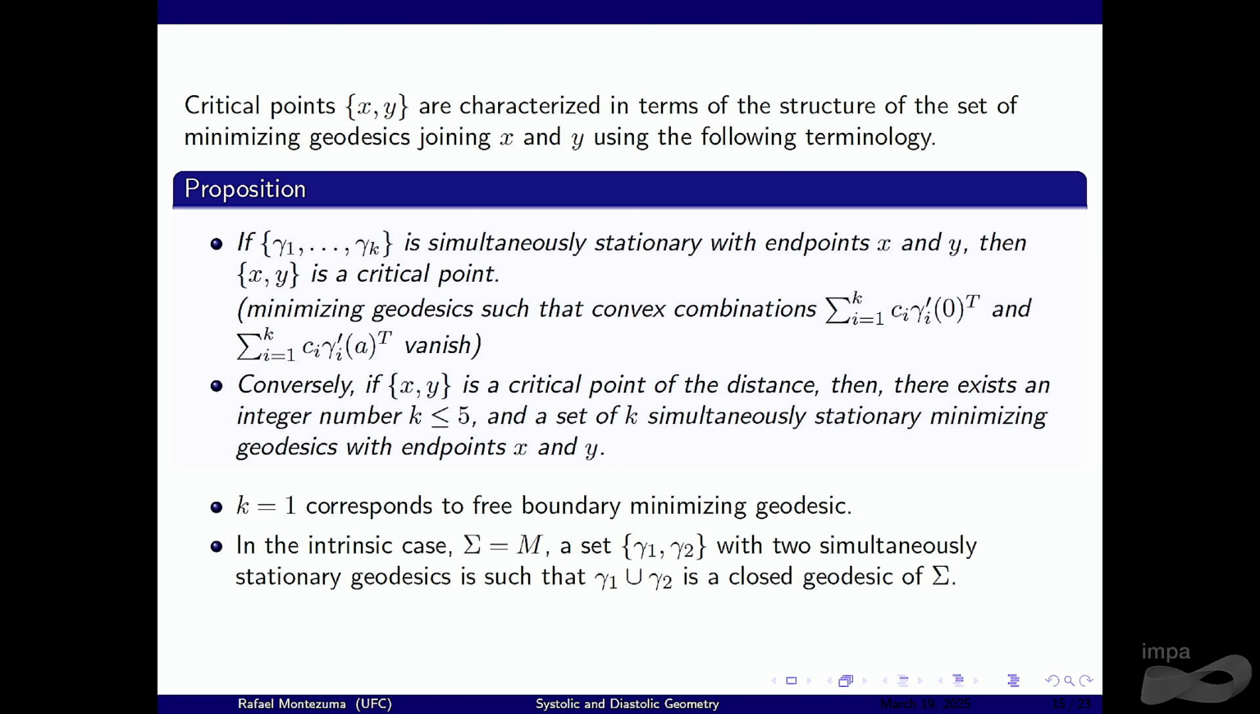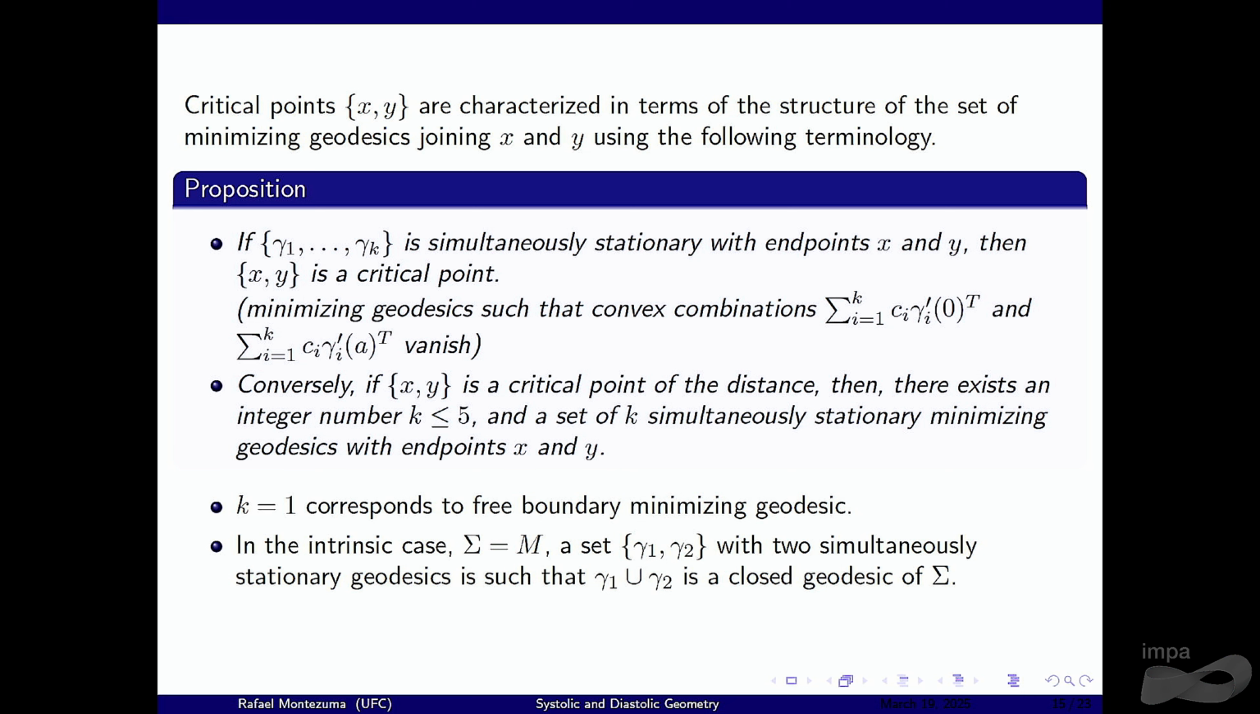This gives you the following. It gives you that the speed of this geodesic at both endpoints, you can combine them in a convex combination with the same coefficients at both points to make them vanish. So this is simultaneously stationary. And if you have k curves satisfying this condition, then the 2 points are going to be critical because there is no way to. So it's just plugging in the first variation formula.